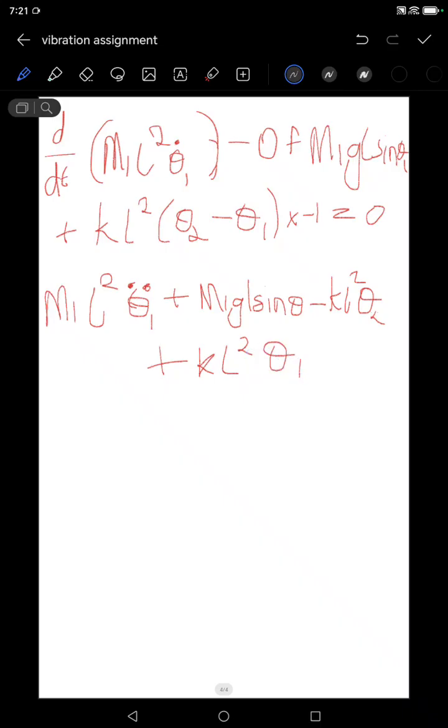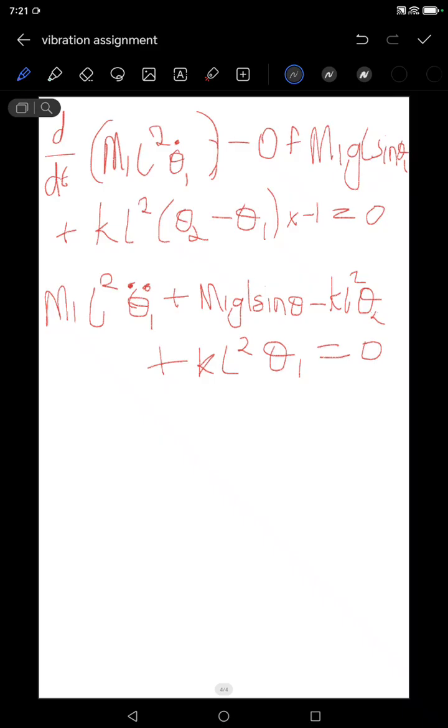Here I just simplified it. Negative 1 multiplied by kl squared is going to be negative kl squared multiplied by theta 2, this one. Negative 1 multiplied by kl squared is going to be negative kl squared multiplied by negative theta 1. So it's going to be positive kl squared theta 1, or equals to 0. So now we have our first equation.